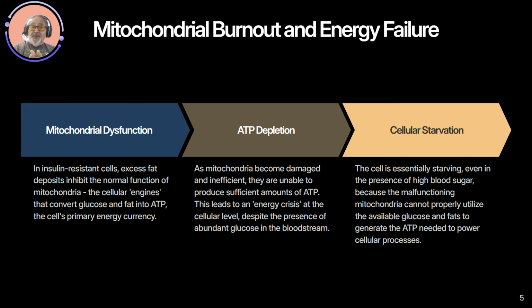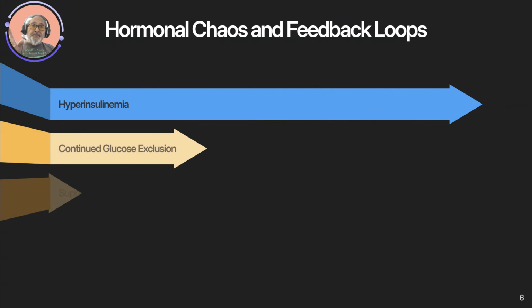Dr. Christopher Palmer, one of the experts in psychiatric metabolic health, likens this to energy starvation at the cellular level. Even with high blood sugar, the cell is functionally starved because insulin resistance prevents glucose uptake and mitochondrial dysfunction prevents fat oxidation. Okay? So you have all this fuel, you can't use it.